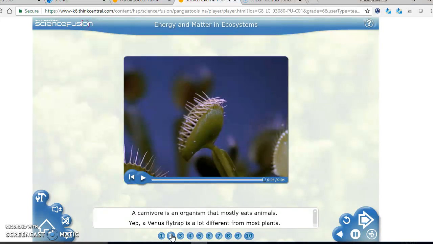Yep, a Venus flytrap is a lot different from most plants. You see, most plants get their energy from the sun. But the Venus flytrap gets its energy from both the sun and from insects.